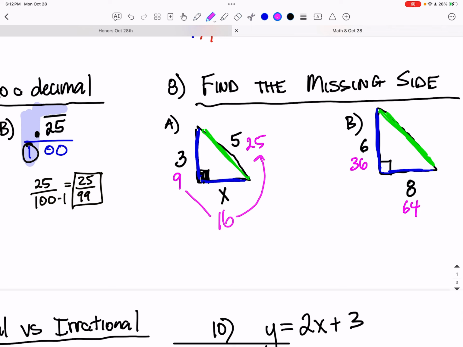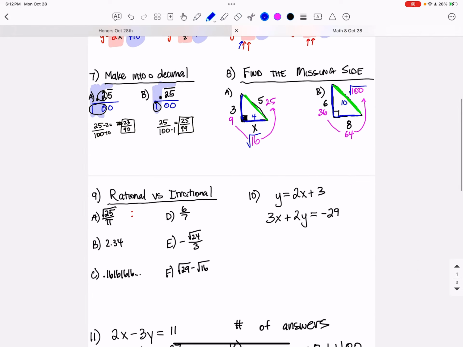So we subtract 25 minus 9 to get 16. And then to find our answer, we take the square root of that, and this missing side is 4. Over here, 36 and 64, I add them together. These do add together to make the green side because the green side is the diagonal. That's 100. But that's our pink number. To find our answer, we take the square root of it. This is 10.